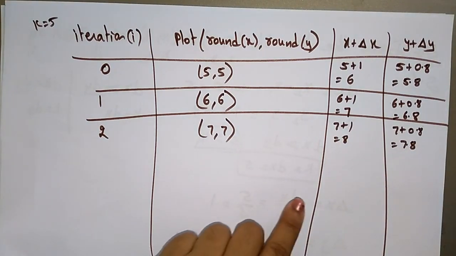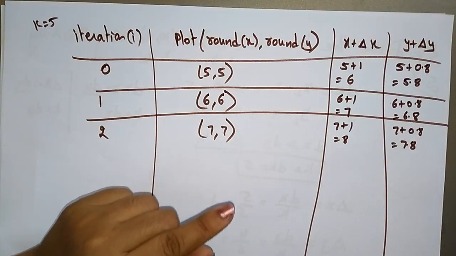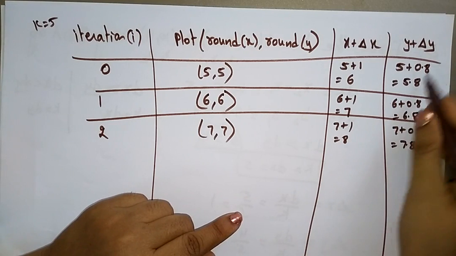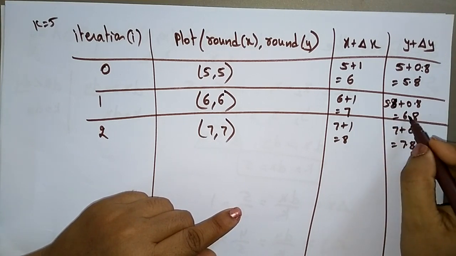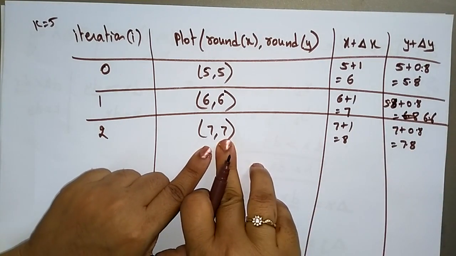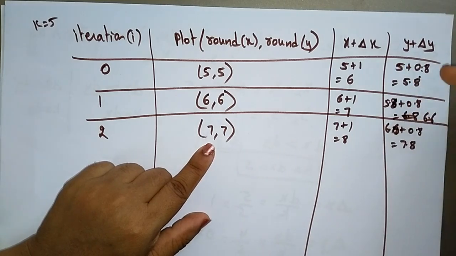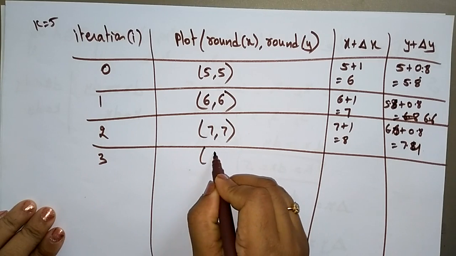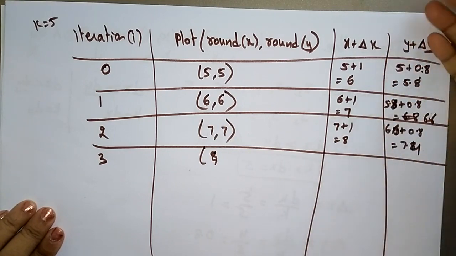Sorry, I made a small mistake here. You need to add to the previous value. 5.8 plus 0.8, you will get 6.6. Obviously 6.6 is nothing but 7 only. This time you have to add to 6.6, not this value, you have to take the previous value. 6.6 plus 0.8, you will get around 7.4. Don't write the rounded values here, you just have to take the previous values of this.